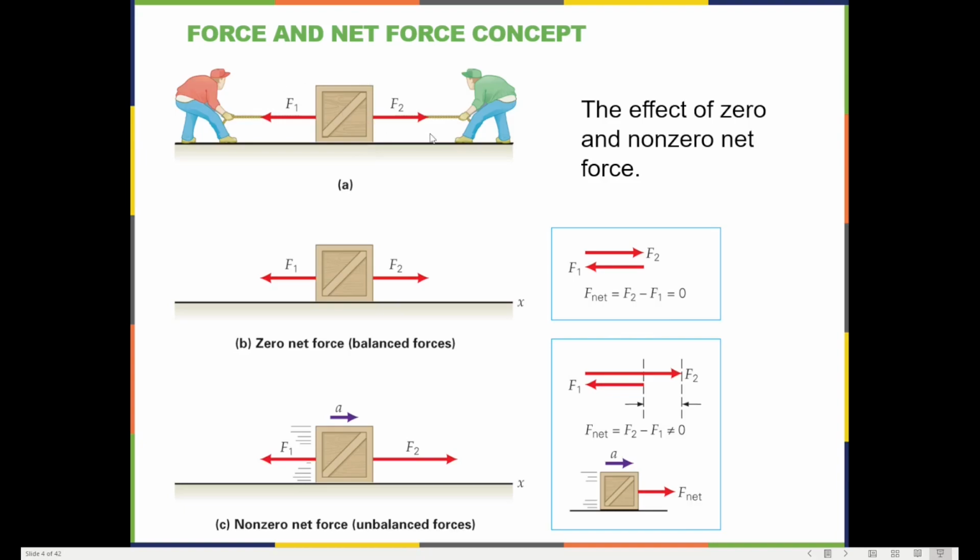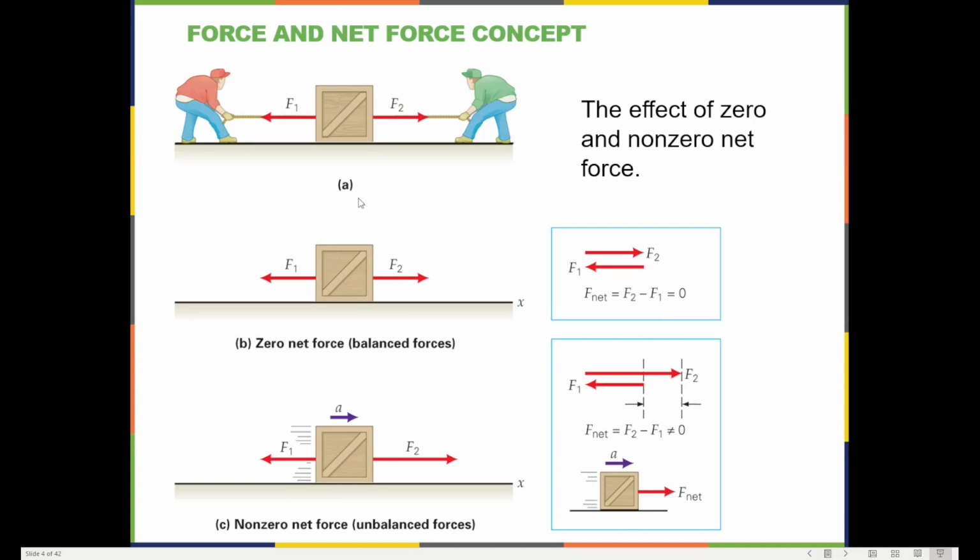For example, here in this case, a tug of war between, we could say, Fred and Bob right here. If Fred is pulling to the left with the exact same force as Bob is pulling to the right, then this crate's not going to move. In other words, there will be zero net force on the crate.